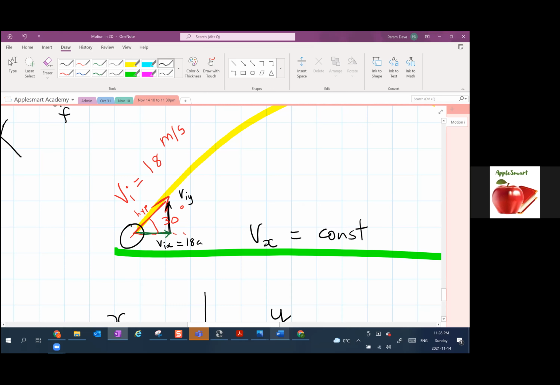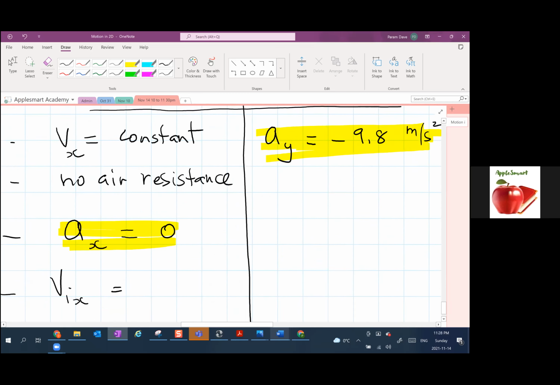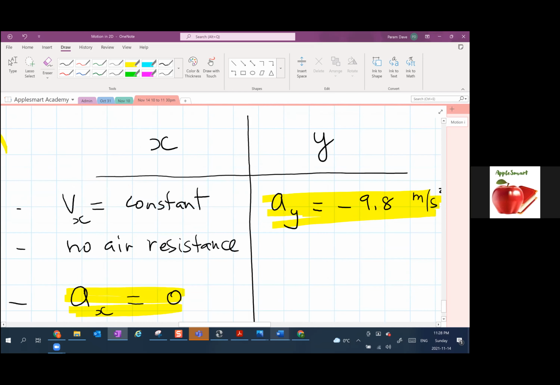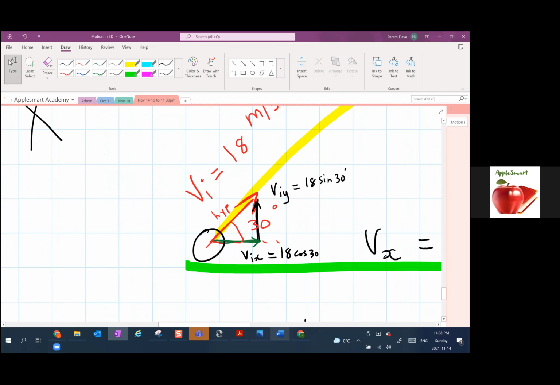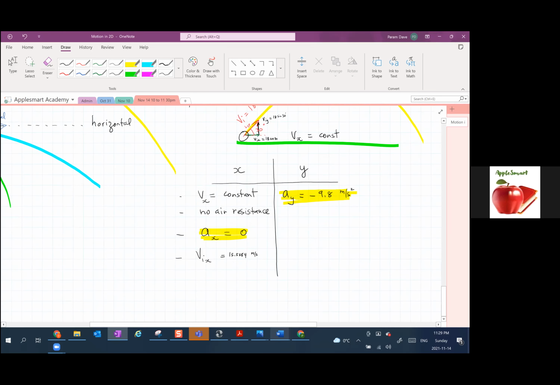Beautiful. So you do 18 cos of 30 degrees, and Viy is going to be 18 sine of 30 degrees because that's the opposite. So hey, we already know the initial velocities along x and y. 18 cos 30 is 15.5884 meters per second, and it is pointing to the right, is it not? Look at the green arrow, it's pointing to the right. The black arrow is pointing up. So both of those are going to be positive values.